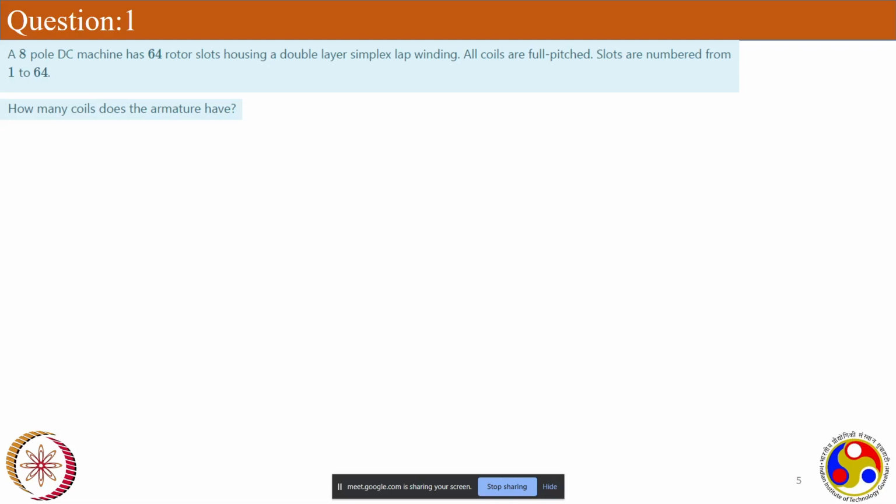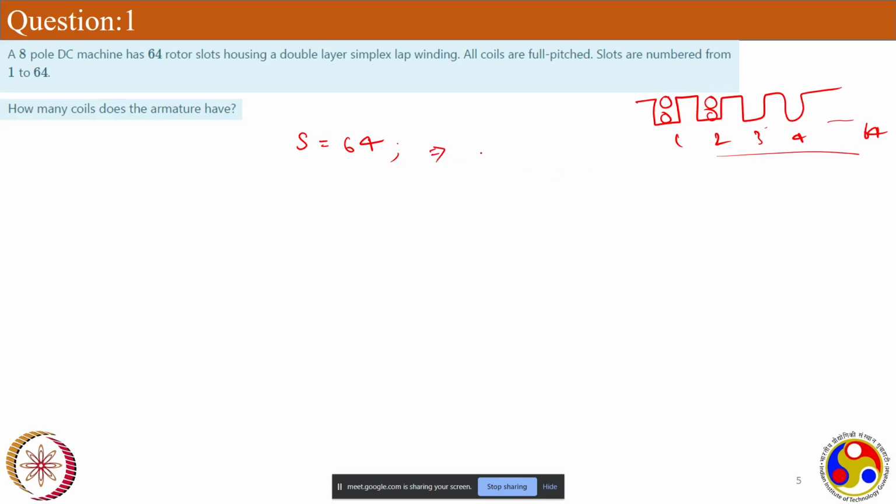How many coils does the armature have? It's very simple. If you understood what we have discussed till now, you can answer it simply by seeing the question itself. Let me just draw here 1 2 3 4 like that. 64 slots will be there. Now before going into coil calculation, number of slots is equal to 64. That was given in the data. And we already saw for a double layer winding, each slot will house two coil sides. That means total 64 slots will house how many coil sides?